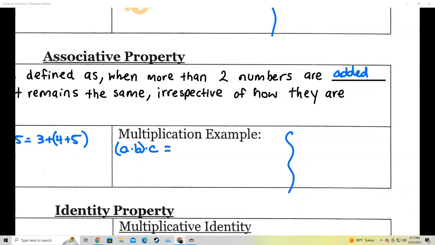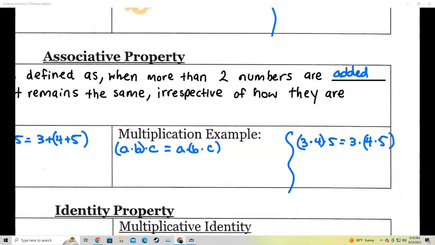And remember, on associative property, the order of the numbers does not change, but the parentheses do. So we're going to go ahead and write A times B times C, except this time the parentheses are going to be around the B and the C. Using real world examples, we're going to write 3 times 4 times 5 with parentheses around the 3 and the 4 is equal to 3 times 4 times 5 with parentheses around the 4 and the 5.